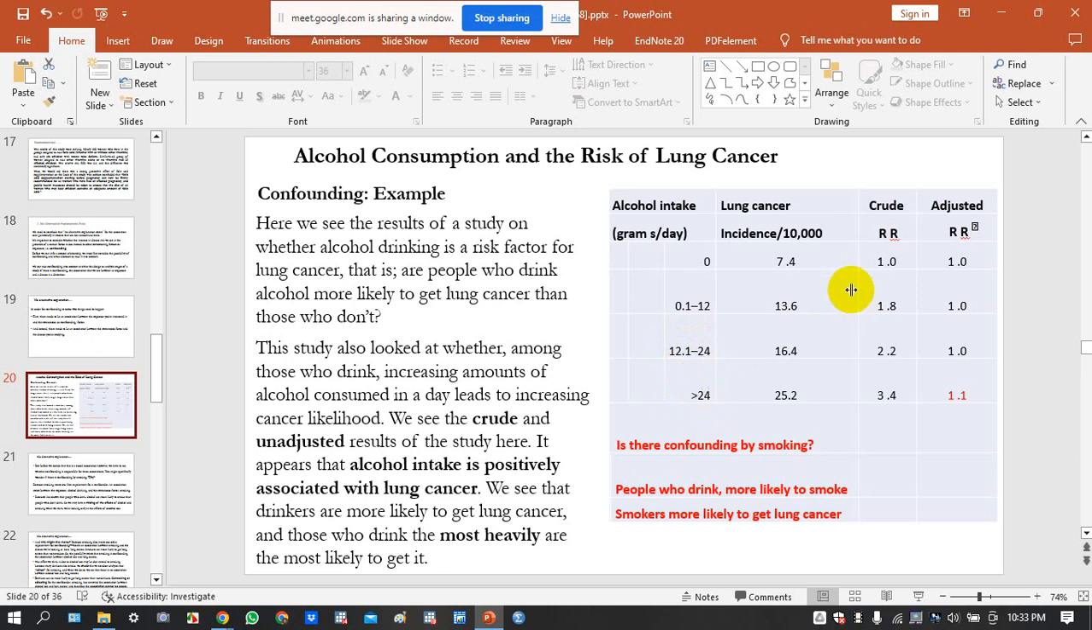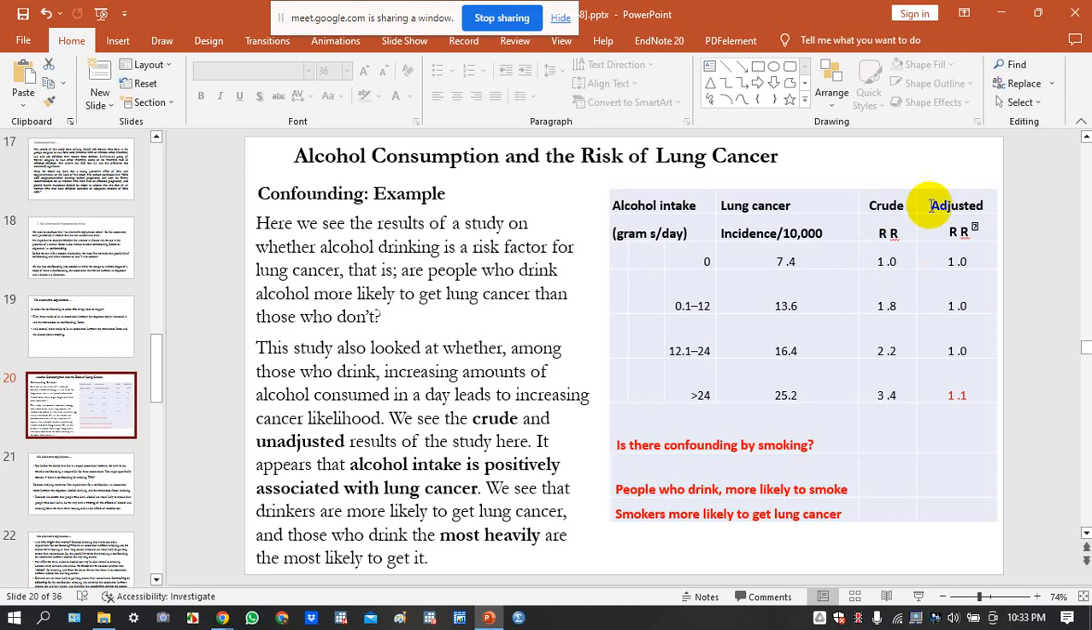So we come here. This is the crude relative risk or odds ratio. For those who don't drink, we don't expect their odds ratio or relative risk to be higher. It's supposed to be just 1. And the 1 is the standard or the reference. Above 1 means that the disease appears or the disease is established. Below 1 means that the risk factor is a protective factor from getting the disease.